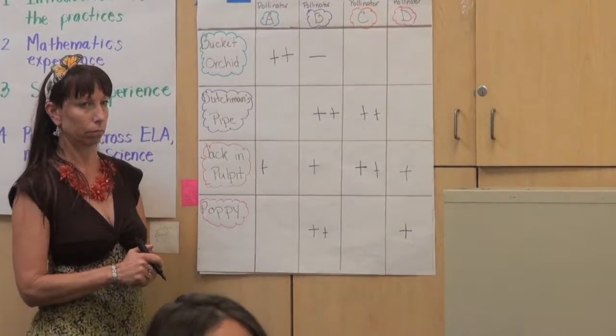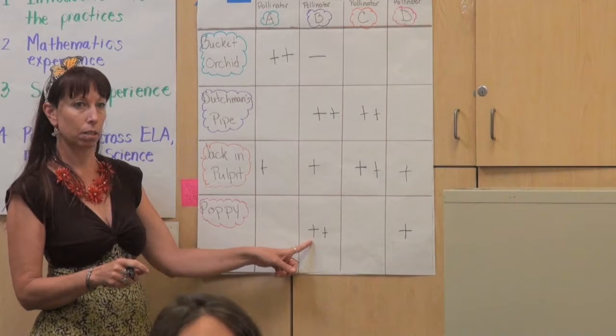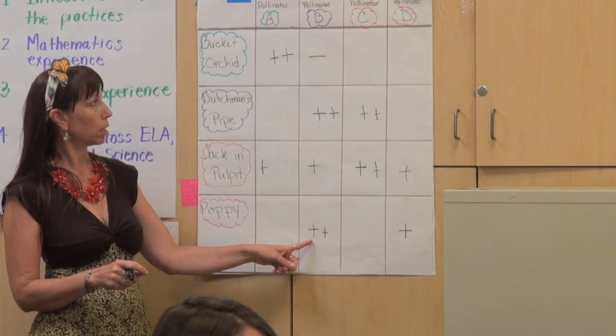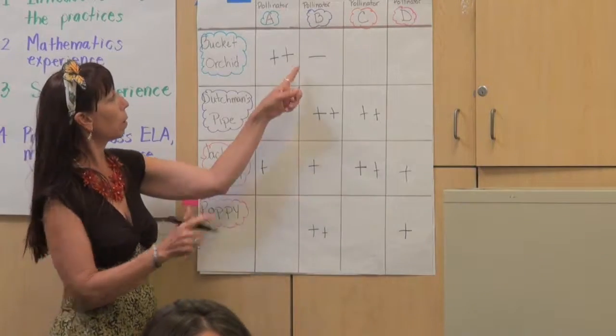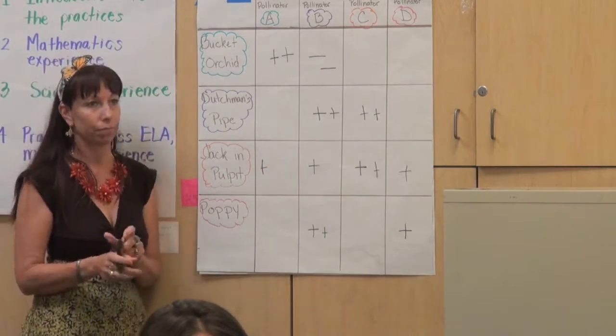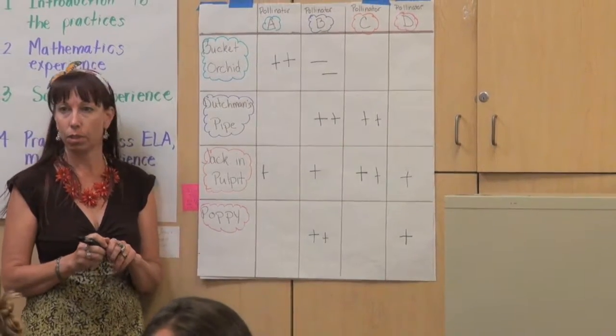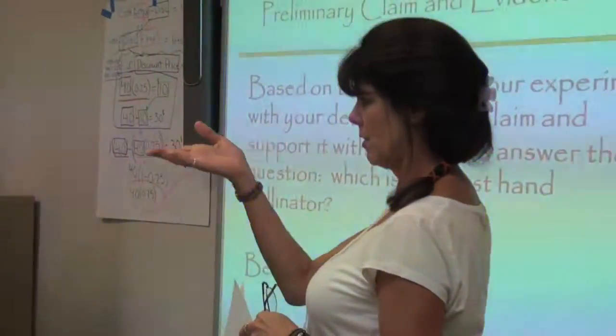All right, and there's another poppy. You guys had poppy to start. So poppy to start worked, and then you guys also had the bucket orchid and it did not work. Did we miss anybody? Anyone else? So, do you want to explain the chart?